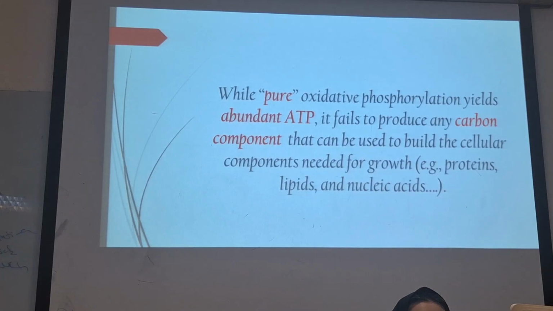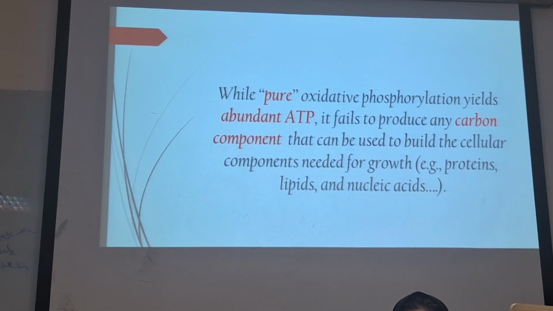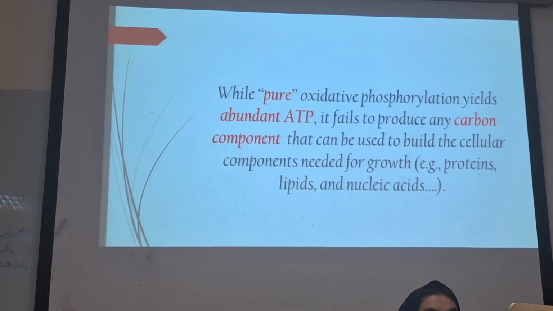While pure oxidative phosphorylation yields abundant ATP, it fails to produce any carbon component that can be used to build the cellular components needed for growth, as I said before, like proteins, lipids, and nucleic acids. So, in oxidative phosphorylation, we have only many ATP, but we have none of these other components.